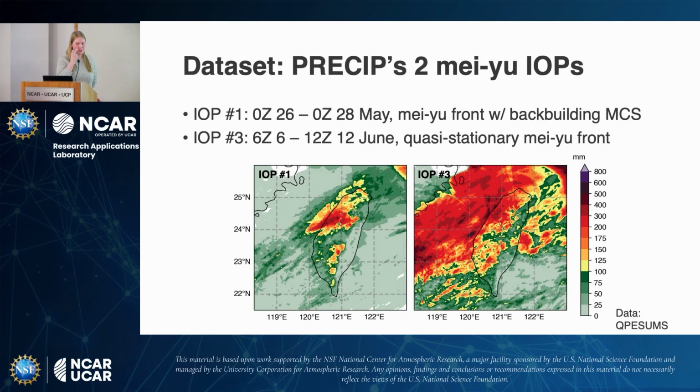We're looking at 2 different IOPs that were in the Mayu time period. The first one was IOP1, which was a 2-day period, and shown on the left here is the total rainfall from the operational QPE sums product. This was a Mayu front with a back-building MCS. And then we were also going to look at IOP3, which was a nearly 6-day period with a quasi-stationary Mayu front. You can see with the second case, there was certainly a lot more rainfall, in part due to the longer duration, but also just more organized at times.